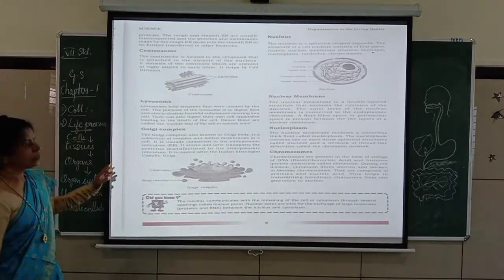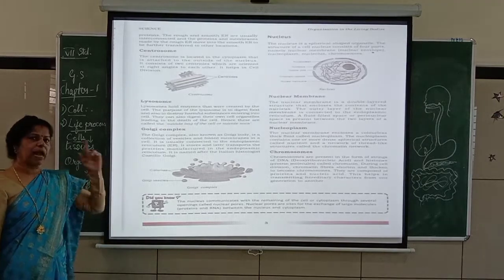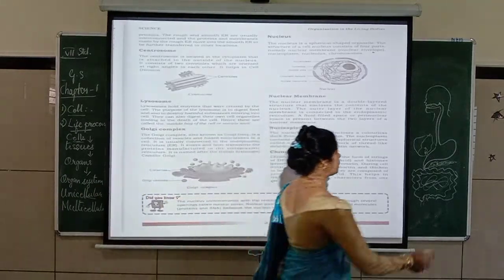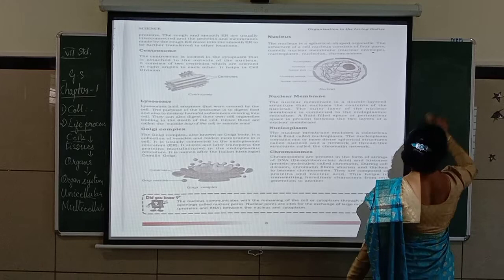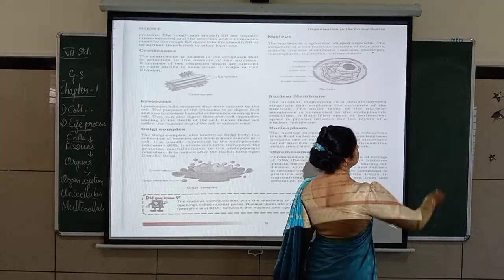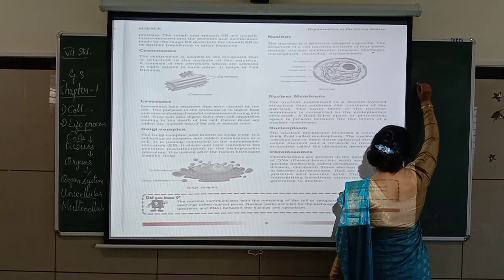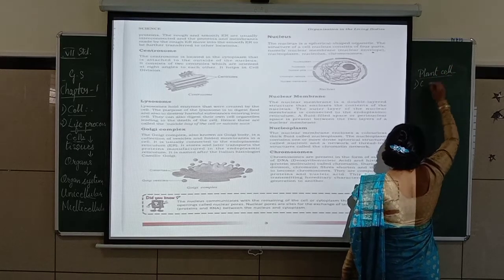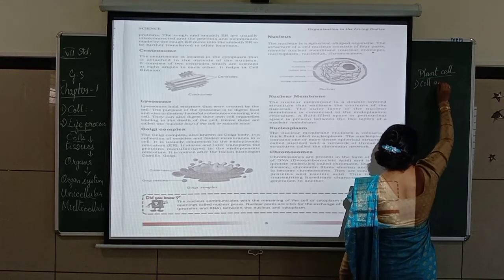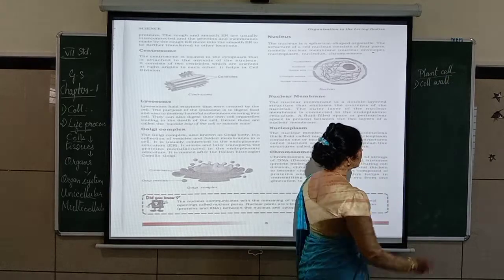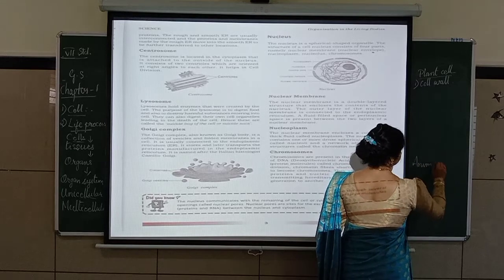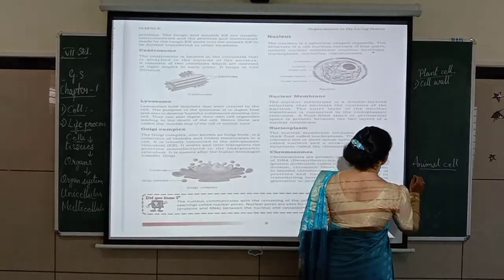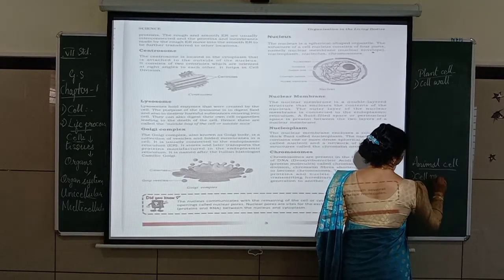Okay, the previous one. So plant cell and animal cell. Especially, the plant cell has an outermost covering, which we call the cell wall. Cell wall is present in the plant cell. When you take a plant cell and an animal cell, what is there? In the plant cell, the outermost covering is the cell wall. But in the animal cell, the outermost covering is the cell membrane.